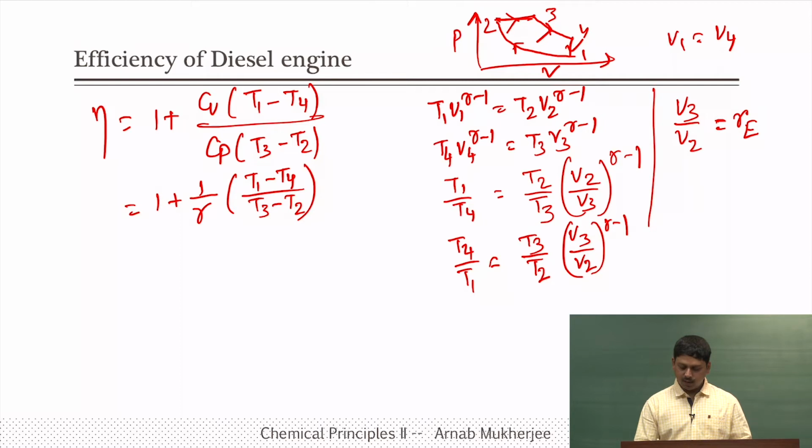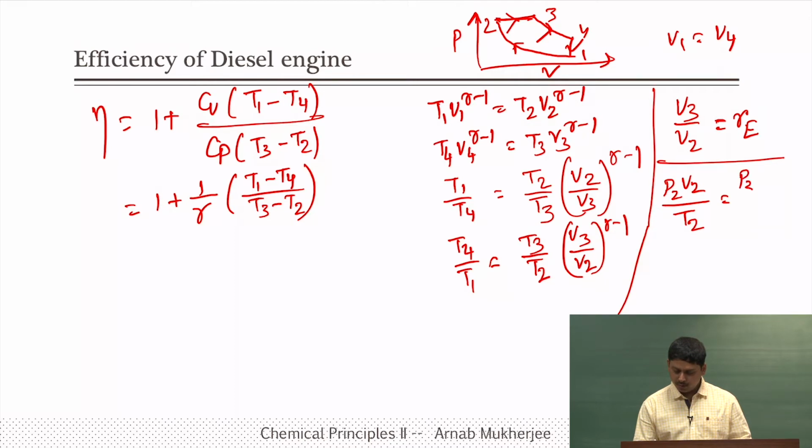Now, what is the relation of T3 and T2? Let us understand that. For that, we are going to use the relation between 2 and 3. Since it is an ideal gas, we can always write P2 V2 by T2 is equal to P3 V3 by T3.